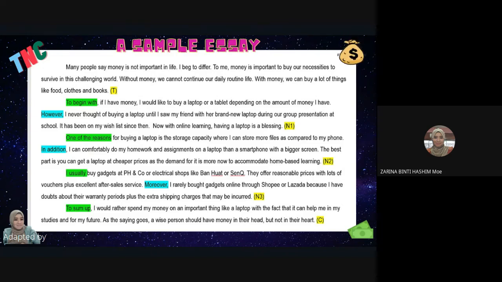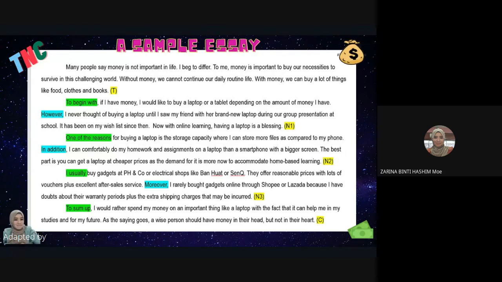And also if you buy online, they will charge you the extra shipping fee that may be incurred. Extra means if the item is heavy, more cost needs to be paid by you. That will be incurred. So that will be question number 3.